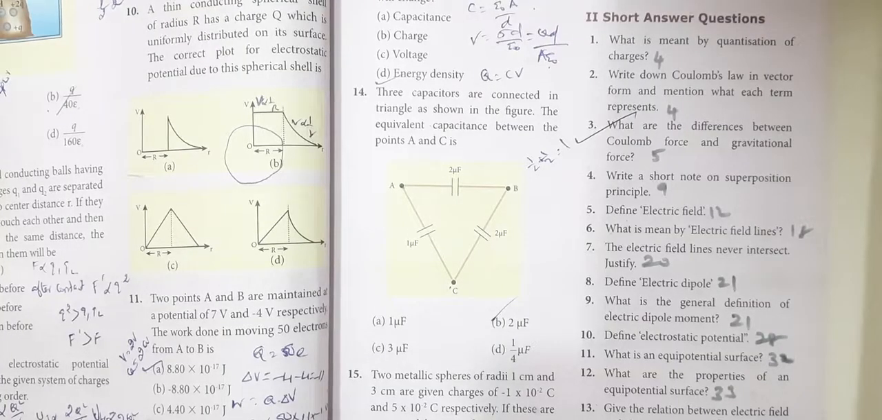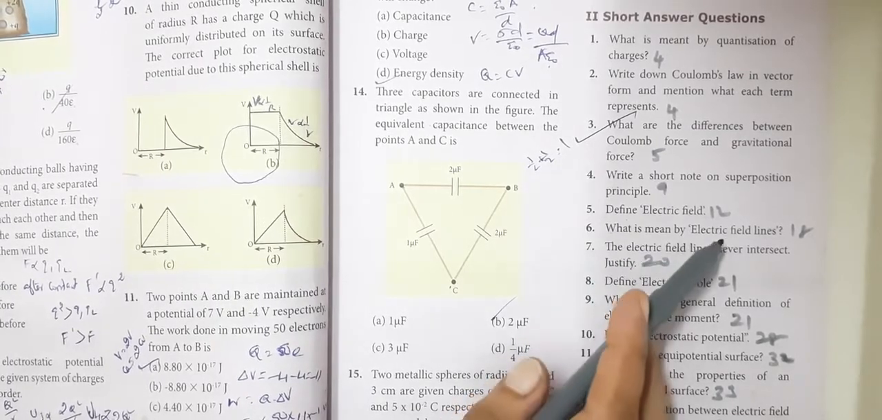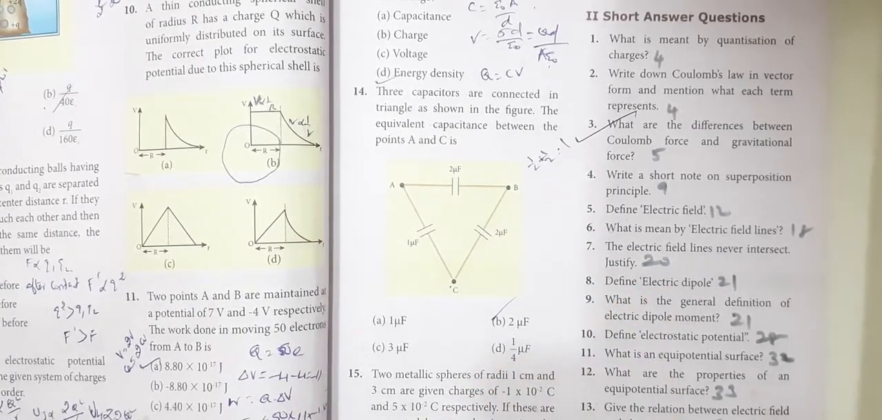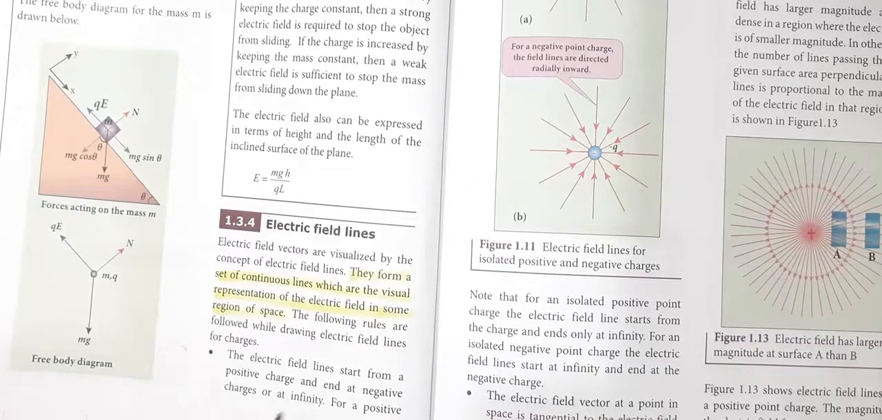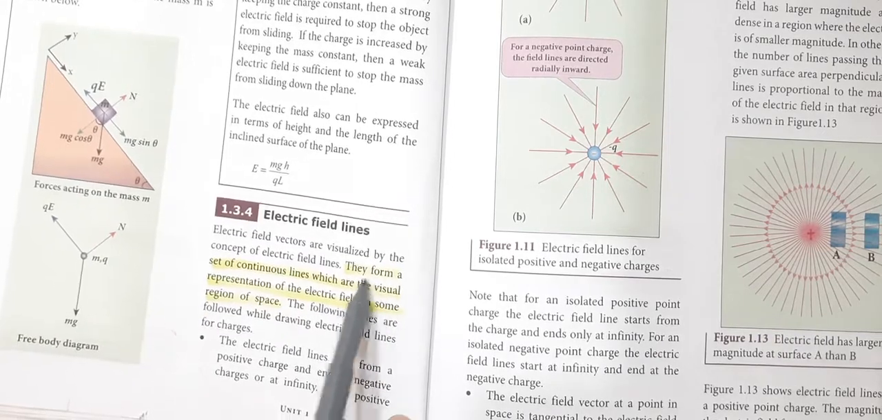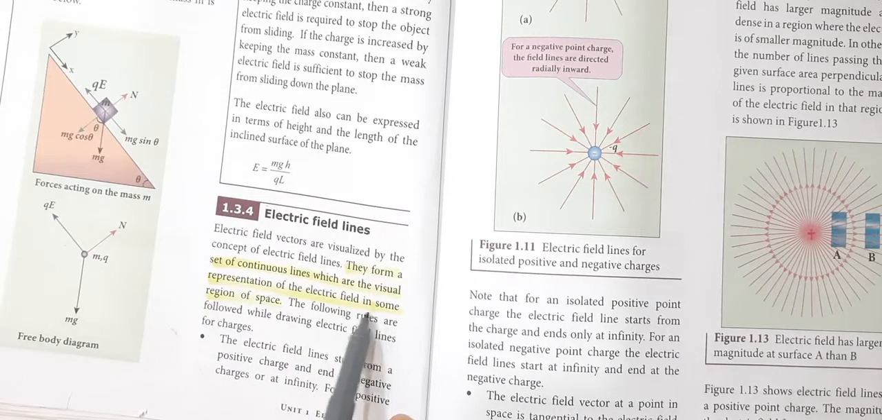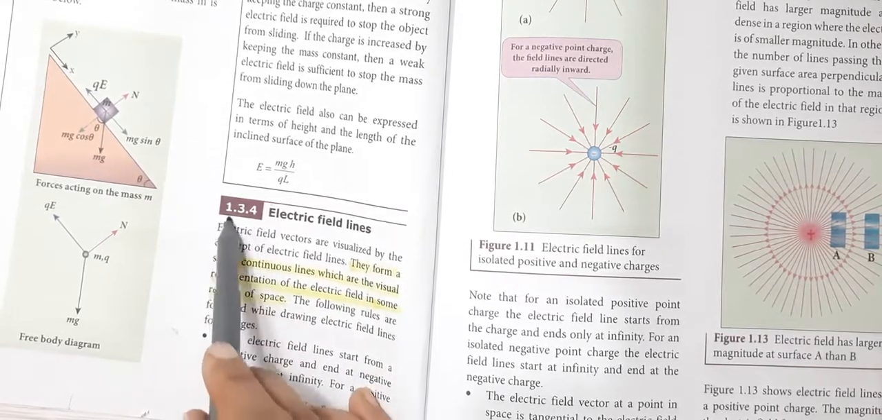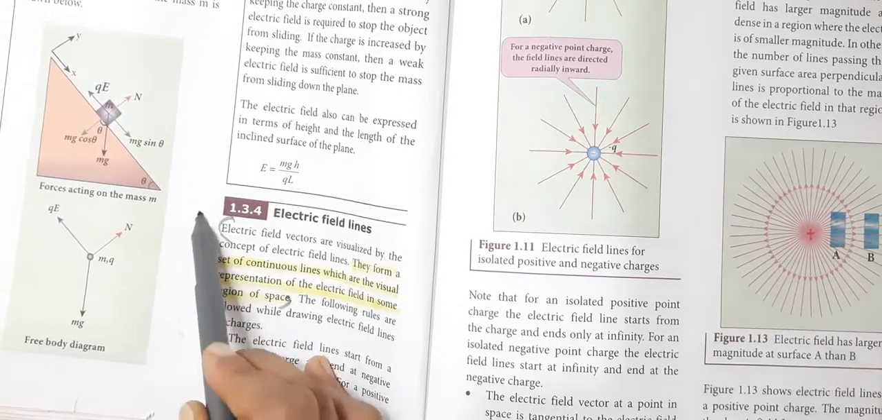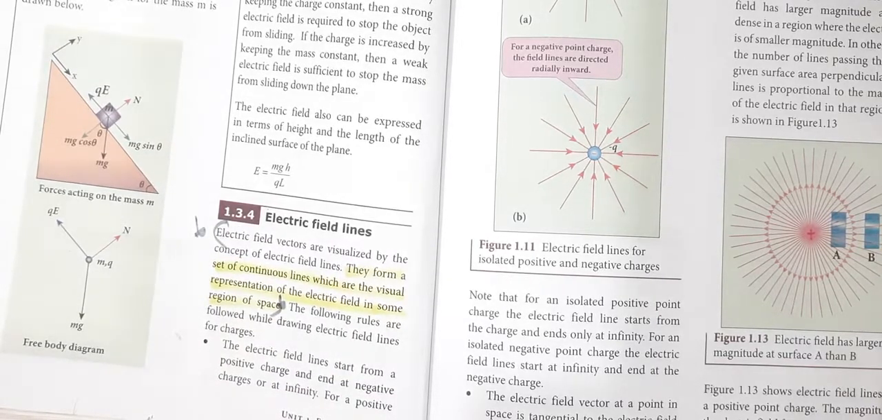The next question is, what is meant by electric field lines? 6th question. This is in page number 18. Electric field lines form a set of continuous lines which are the visual representation of the electric field in some region of space. Okay. So from here to here, this is the answer for 6th question. Understand? What is electric field lines?